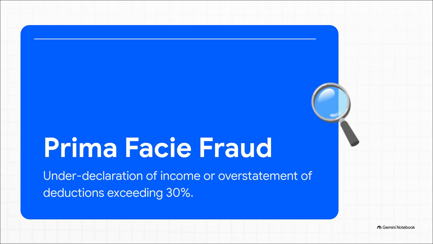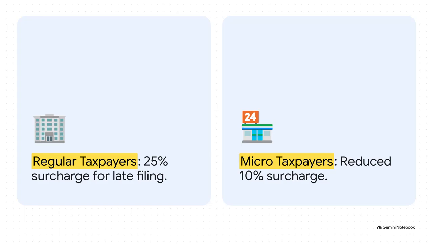If you underdeclare your income by more than 30% or overstate your deductions by more than 30%, the law basically presumes you're committing fraud. And boom, that brings down that heavy 50% penalty. Now check out this super important recent update to the tax laws.